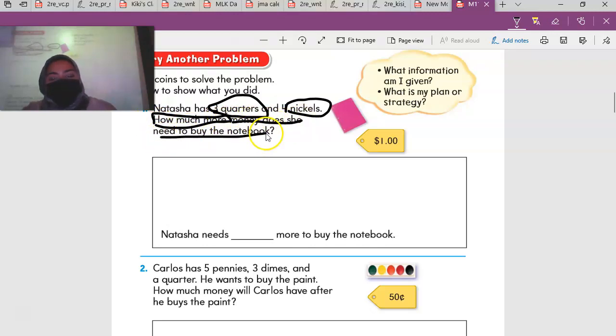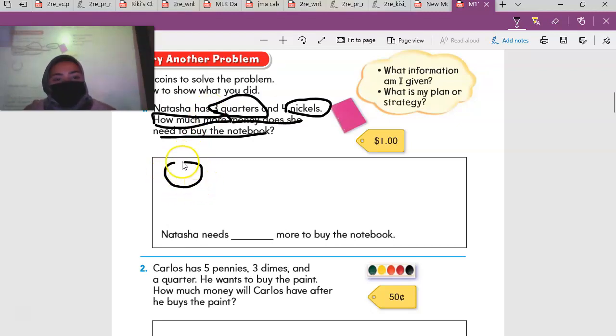So how much does the notebook cost? $1. This is called a price tag. The tag that's normally on the item is called a price tag. So it costs $1. So on my onliners, what you're probably going to have to do is get a whole bunch of coins, and then I would act it out. So my class has coins with them now. So you guys are going to take 3 quarters and 4 nickels. And then you're going to draw them.